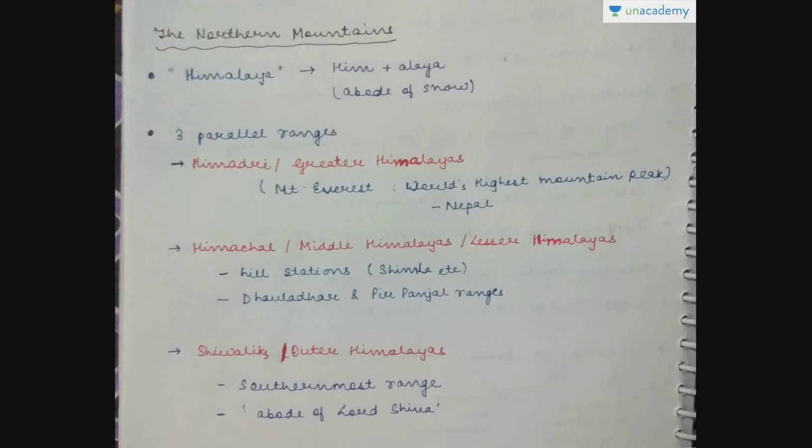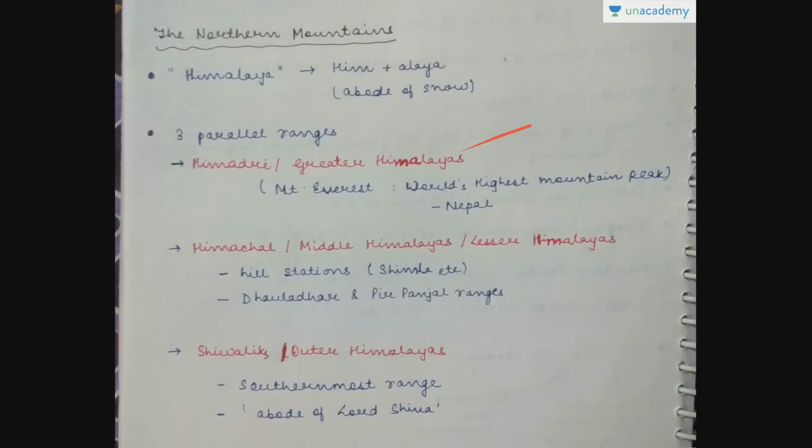When we talk about the Himalayas, it is Him plus Alaya. Him is snow, and Alaya is a place, or you can say home. So, Himalaya is basically the abode of snow. The Himalayas are covered with thick ice, which is why the name is given like this. When we talk about the northern mountains, we talk about the Himalayas. They have 3 parallel ranges; we have studied that a range is a chain of mountains.